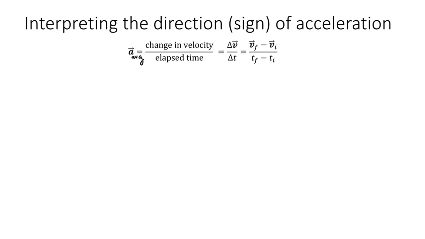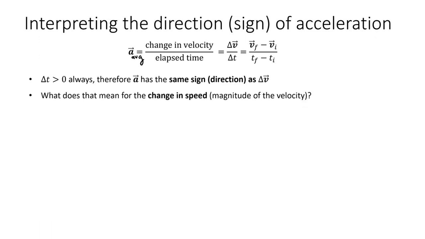Okay, and so interpreting the sign of the direction of the acceleration can be a little bit tricky. Because we want to think about the acceleration oftentimes as being in the same direction as the velocity, but really it's the change in velocity. And so that can be a little bit tricky sometimes. And it's specifically thinking about what's happening to the velocity for a given acceleration.